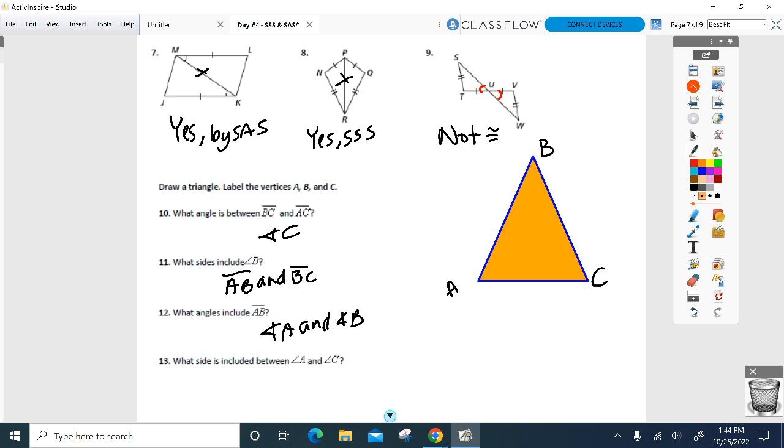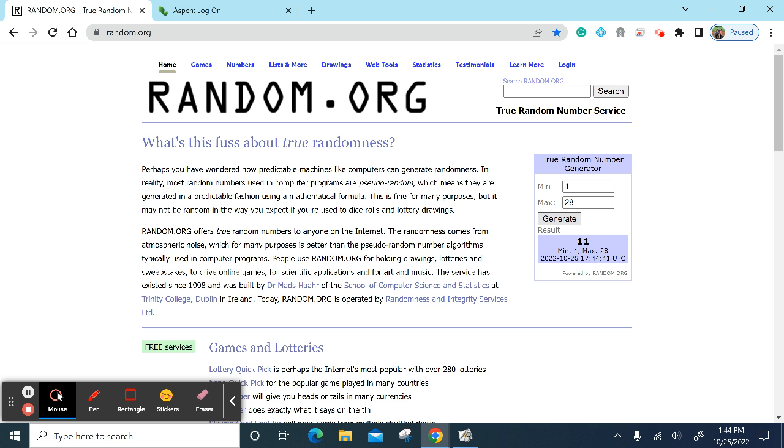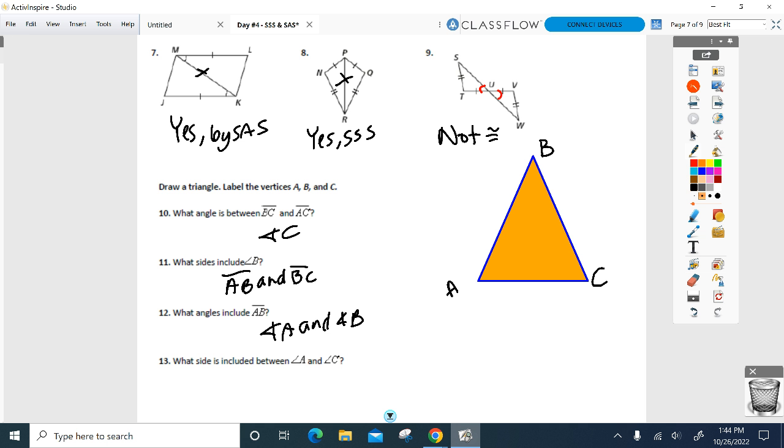And finally, what side includes A and C? What side is included between A and C? AC. Good work, everyone. Any issues?